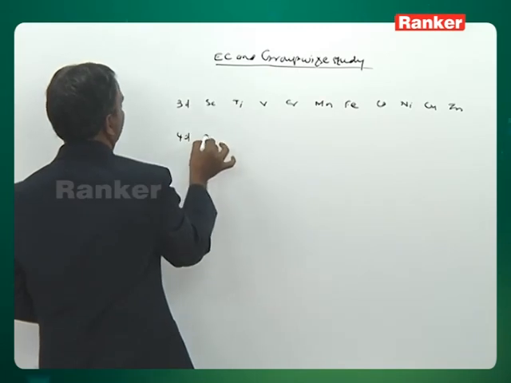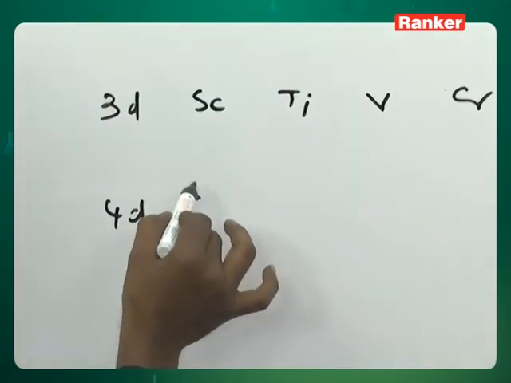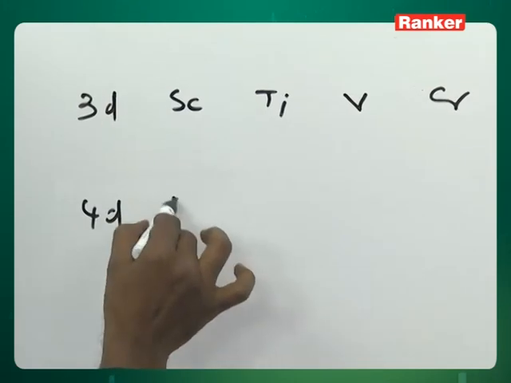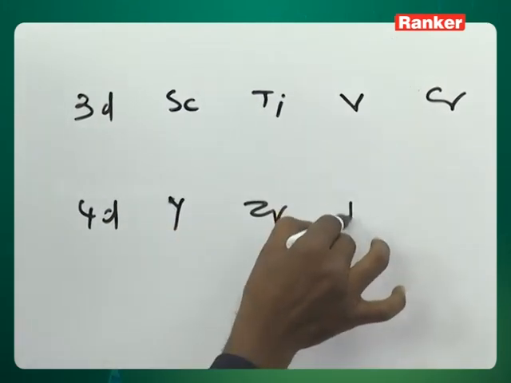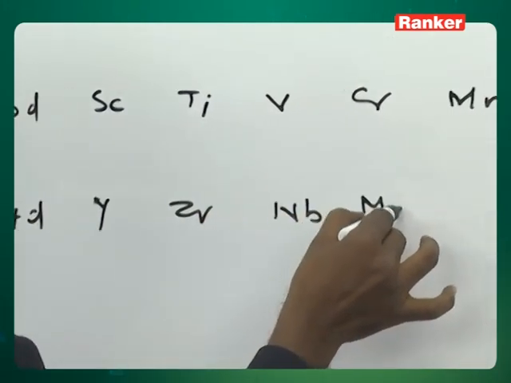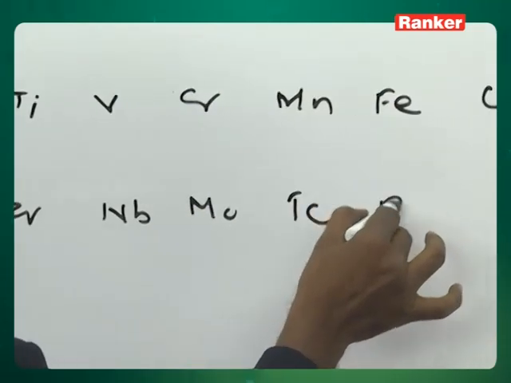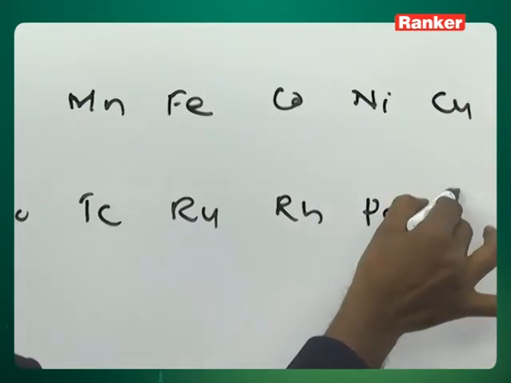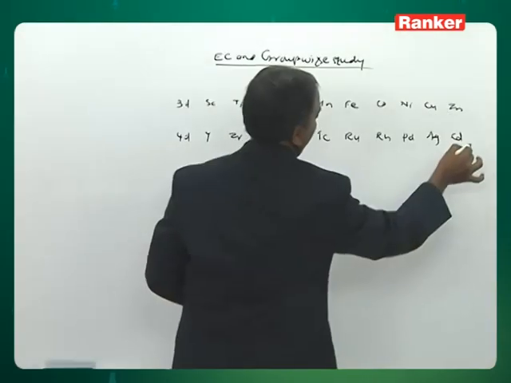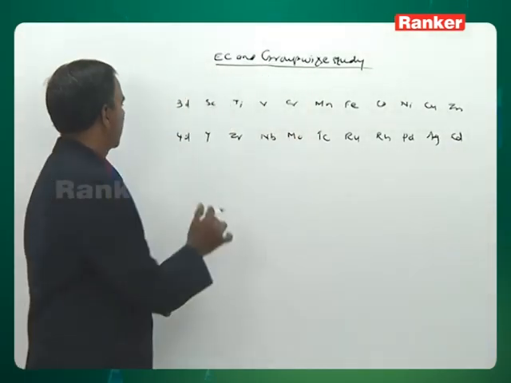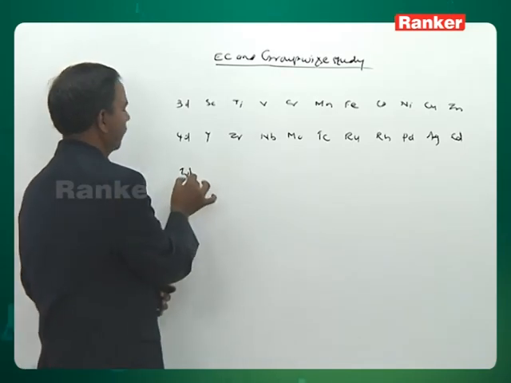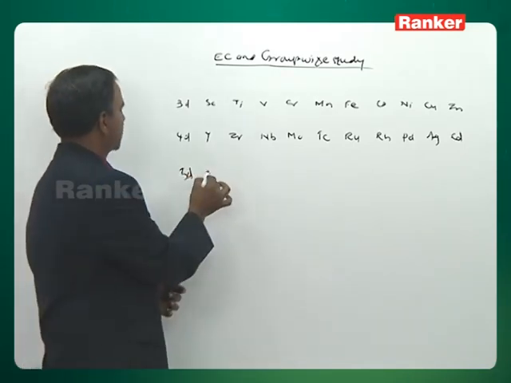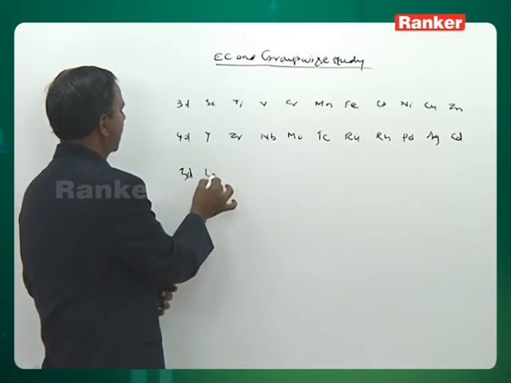Next, the 4D series. Here it is yttrium, zirconium, niobium, molybdenum, technetium, ruthenium, rhodium, palladium, silver and cadmium. Next, let me say the 5D series of elements.